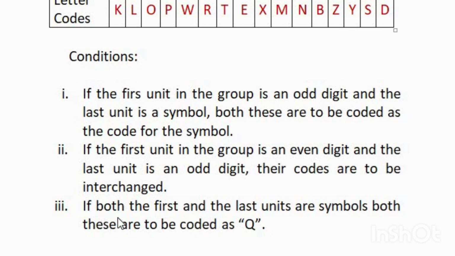In the next question, both the first and the last units are symbols. So which is the condition? It is the third condition. That is, if both the first and the last units are symbols, both these are to be coded as Q. So both raised to and star can be coded as Q.